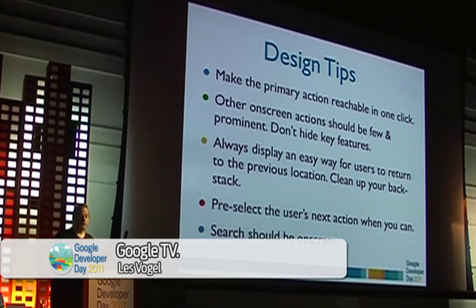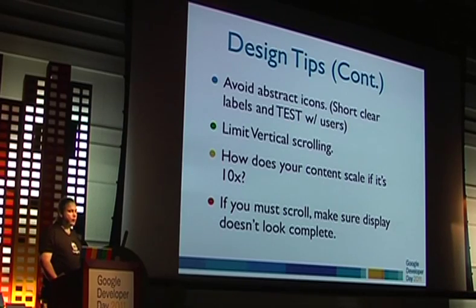Search should be on screen. Remember, the search key on the keyboard is a global search, not an application search. So if you want an application-only search, it should be a button on screen. Avoid abstract icons. Use short, clear labels with text, and test them with users.